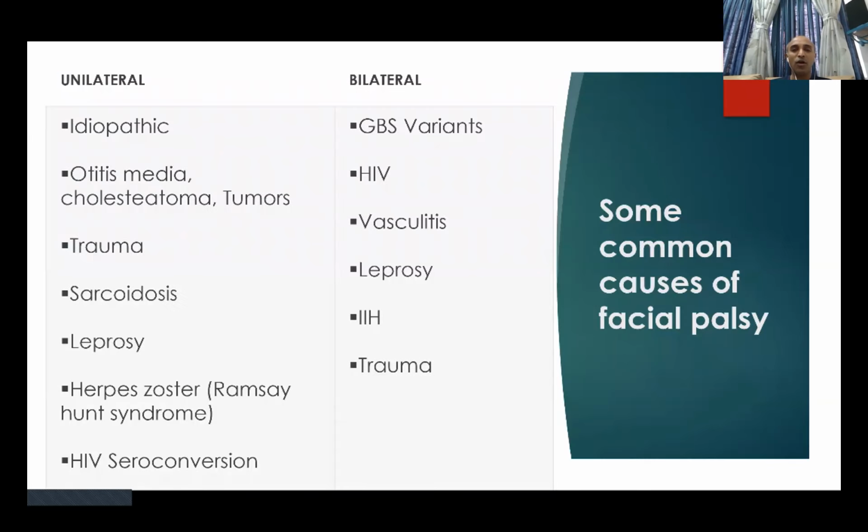So here are some causes of facial palsy listed. I will not go into details of each and every one. For ease of convenience, we have divided them into unilateral lower motor neuron facial palsy and bilateral lower motor neuron facial palsy. The most common is obviously the idiopathic or Bell's palsy. You should not forget about otitis media, cholesteatoma, tumors like the meningiomas in the CP angle tumor or the neurofibroma. Trauma is an important cause. Sarcoid, very frequently quoted, very less seen. Leprosy should be a very important differential diagnosis in those presenting with facial palsy, and they have some peculiar patterns which I will show in some time. Herpes zoster and HIV seroconversion.